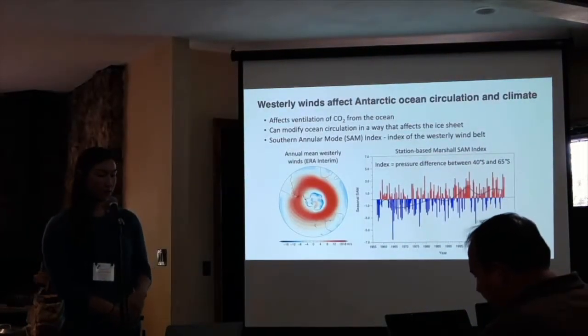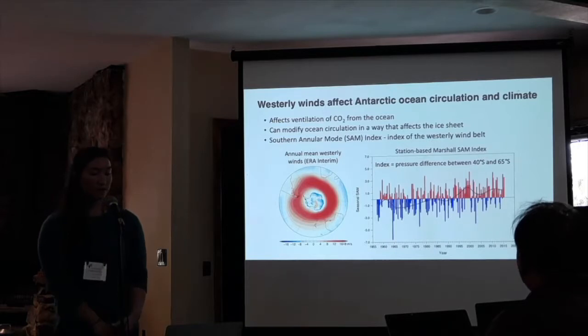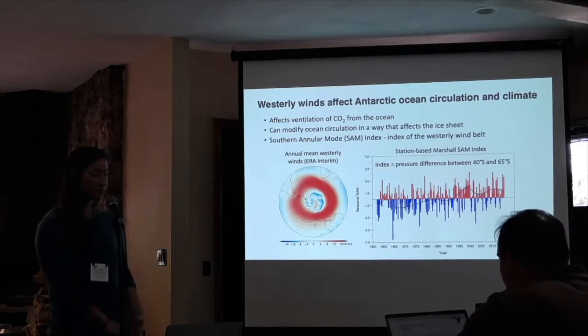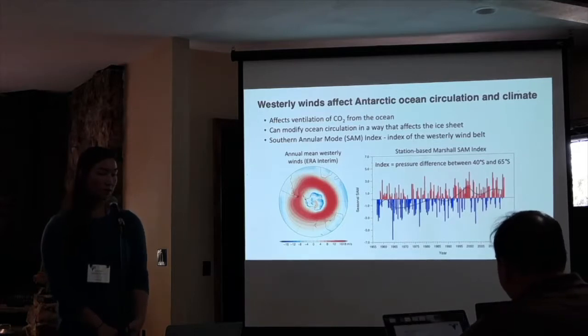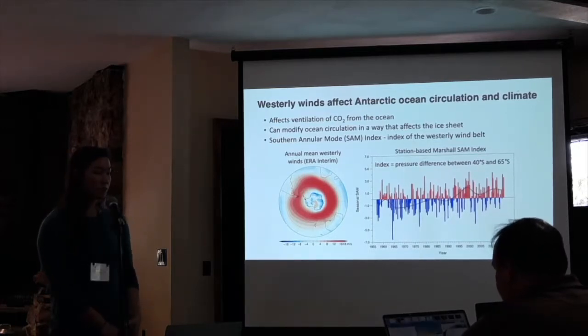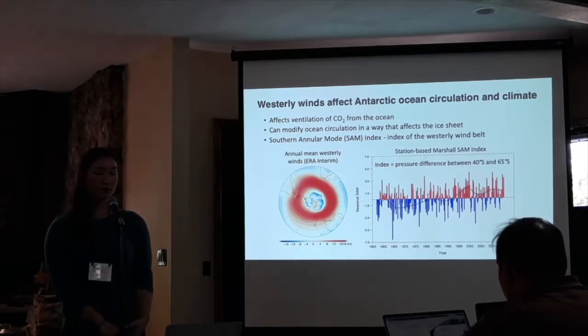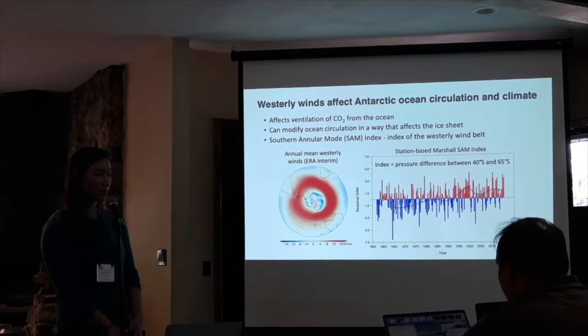So the talks this morning introduced the importance of westerly winds pretty well, but just to reiterate, westerly winds are important because of ventilation of carbon dioxide from the ocean. They modify ocean circulation in a way that the ice sheet can sense. A common way of measuring westerly wind belt activity around Antarctica is with the Southern Annular Mode Index, or the SAM Index, which is the pressure difference between mid and high latitudes around Antarctica.